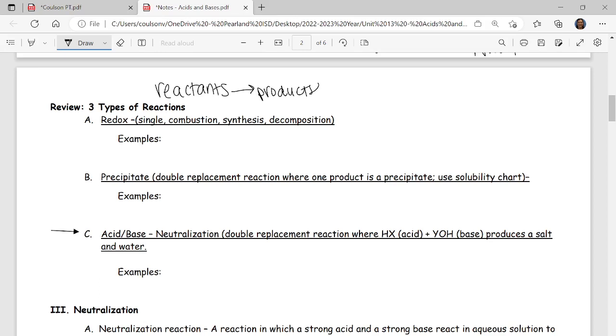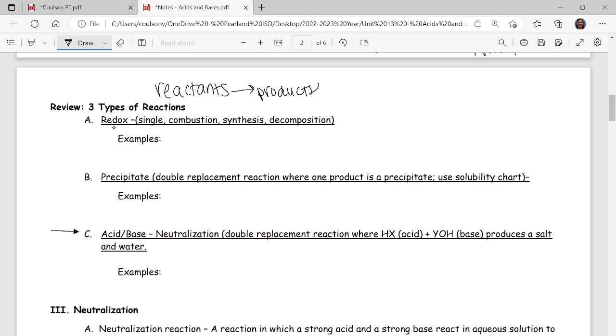If you're not creating something new, so if I start with liquid water that is chemically H2O, and then I evaporate it and it turns into water as a gas, it is still chemically H2O. I did not create anything new. That is not a reaction. That is a physical phase change.